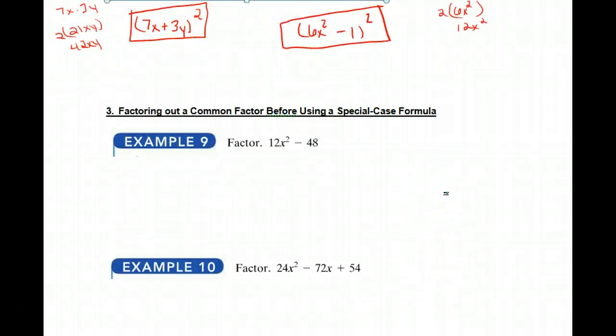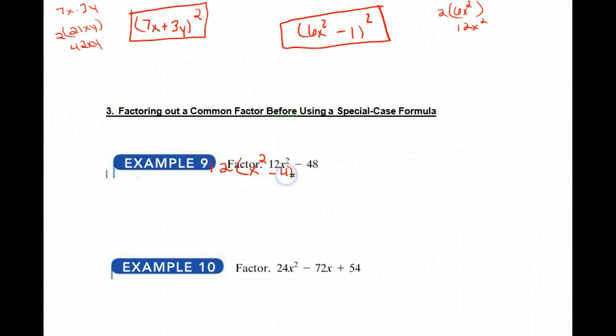The next examples show us, or I should say remind us, of the importance of factoring out any common factors before we start. As we look at this binomial, it's not a difference of squares. It's not a quadratic that we can use the C method or the AC method on, but you should notice that it has a GCF of 12. So we're going to go ahead and factor out that GCF of 12 right now, and that leaves me with x squared minus 4.